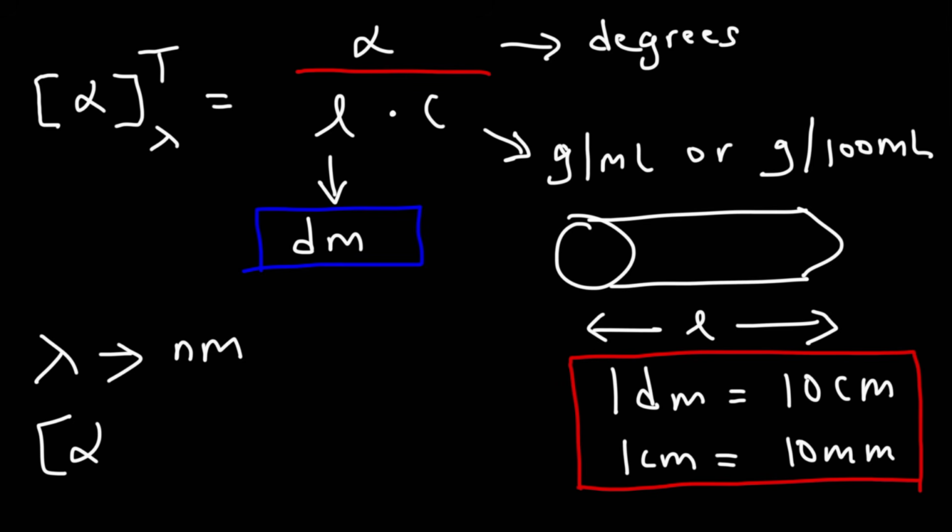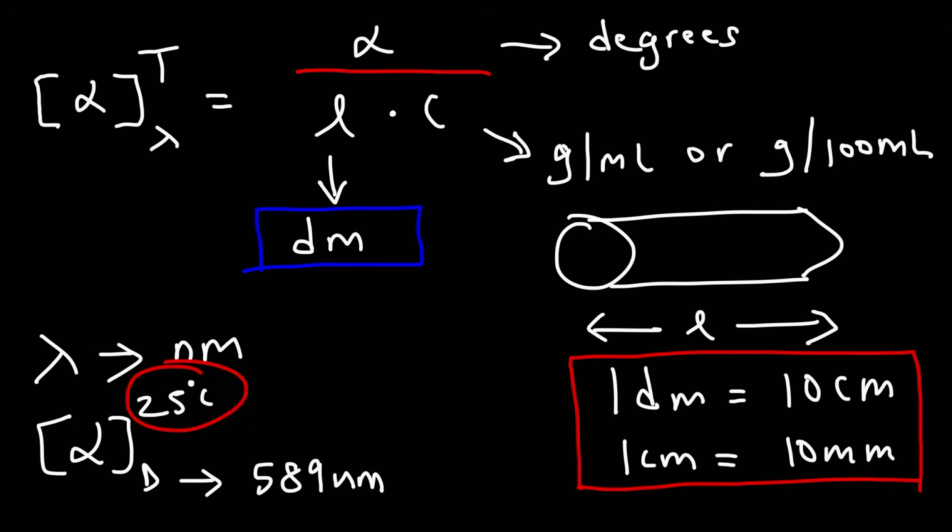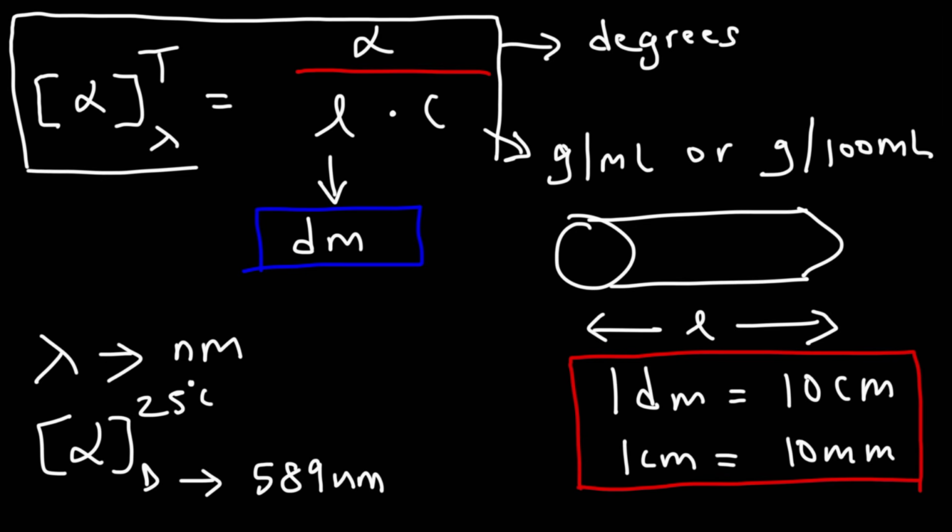Now sometimes you may see the specific rotation with a subscript of D. When you see that, what that means is that this is the sodium D line with a wavelength of 589 nanometers. And this particular specific rotation is calculated at a temperature of 25 degrees Celsius. So that's the formula that you need if you wish to calculate the specific rotation of a pure isomer or a certain enantiomer.